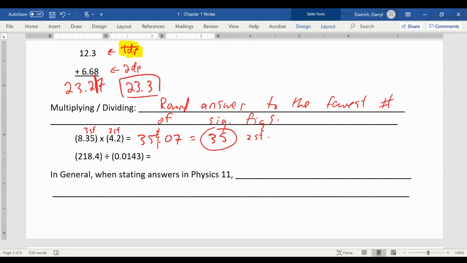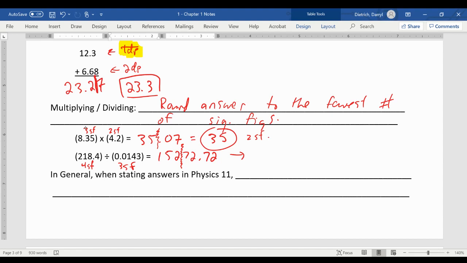Okay, our last example here, 218.4, that has 4 sig figs. 0.0143 has 3 sig figs because our leading zeros are not significant. If we plug and chug this, we're going to get 15.272. Okay, and we want to round that to 3 sig figs. So to do that, we would state this answer in scientific notation. We kind of want to chop this here.